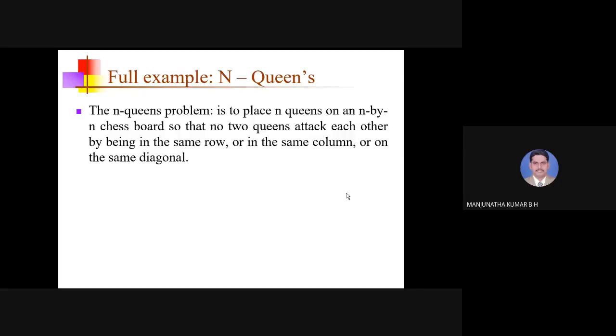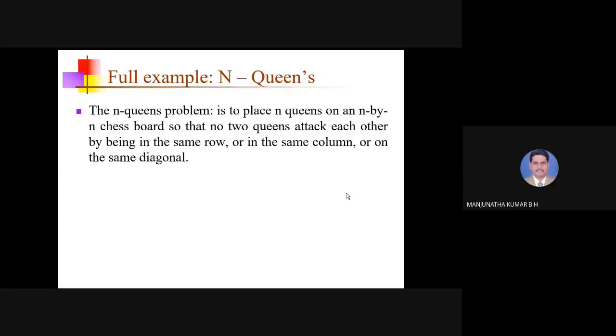Okay, so there are some conditions. It's not like you can place the queens anywhere on the chessboard. The conditions are that no two queens attack each other by being in the same row, in the same column, or in the same diagonal. Is it clear, the constraints?